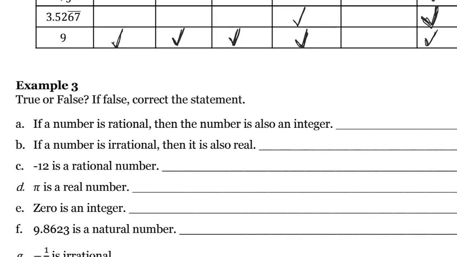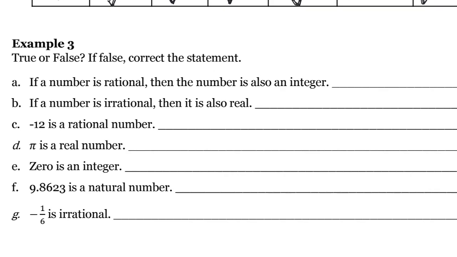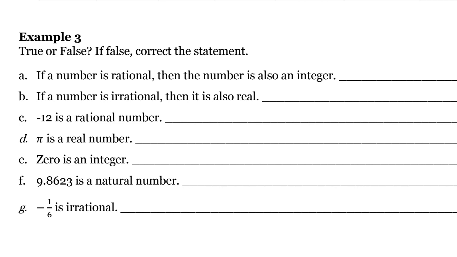All right. So down here, in example 3, we want to know if it's true or false. And if it's false, correct the statement. So I'm going to do the first one with you, and then I'm going to let you do the next couple. If a number is rational, then the number is also an integer. Is that true? Can all rational numbers be integers? No, right? Are fractions integers? No, right? So this is false.